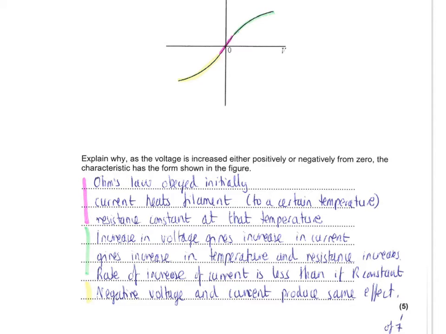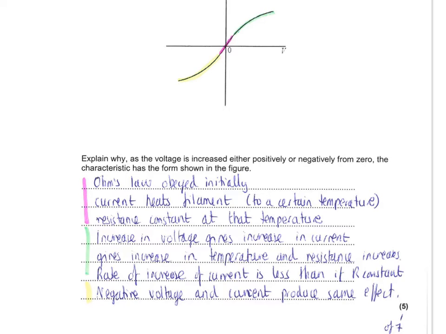Considering why that is the case, there is a small current in the filament wire, and it will heat the filament, but to a steady temperature. That means if the temperature is constant, the resistance will also be constant, and that is why we have a straight line graph through the origin.